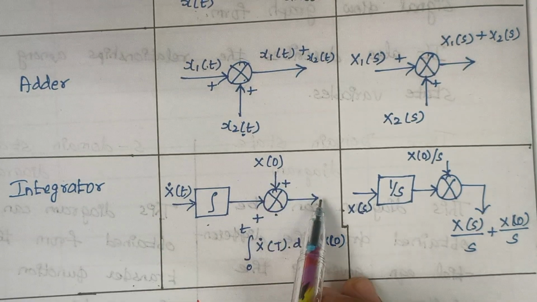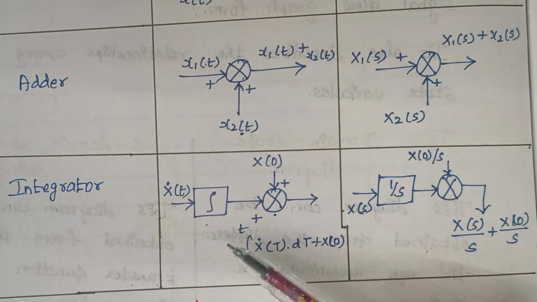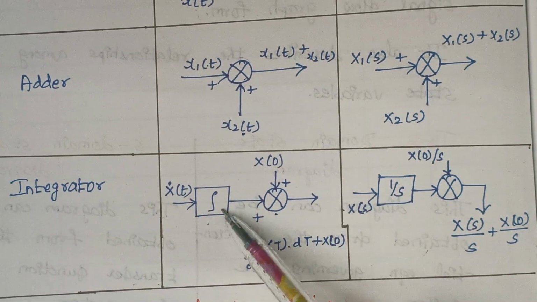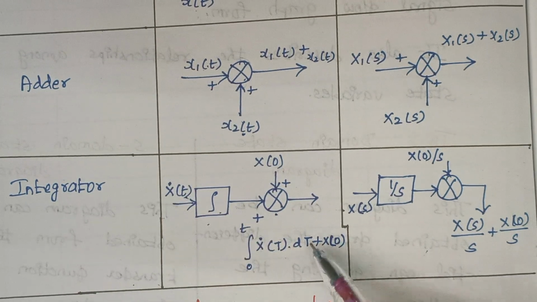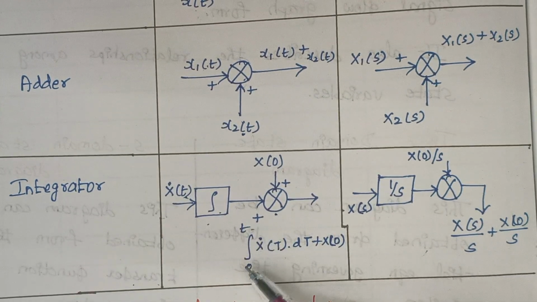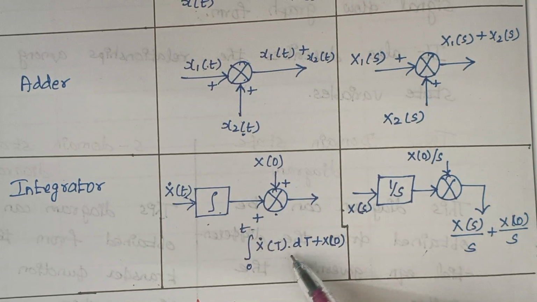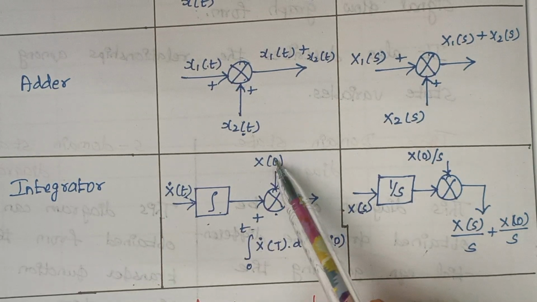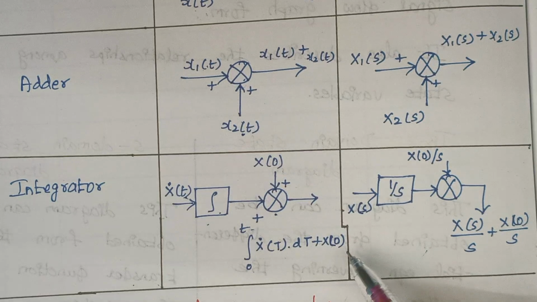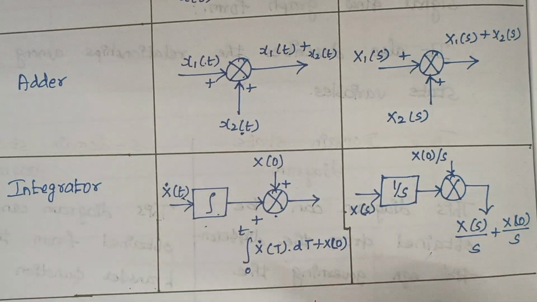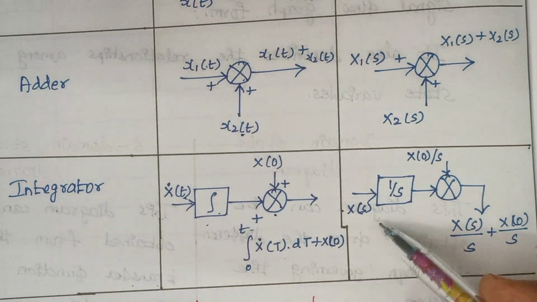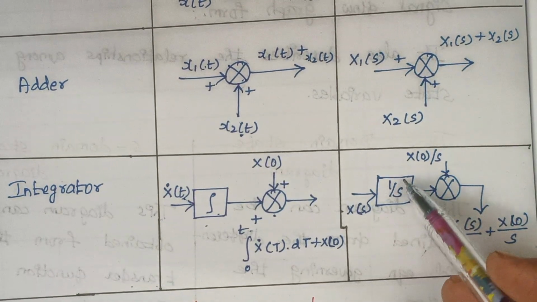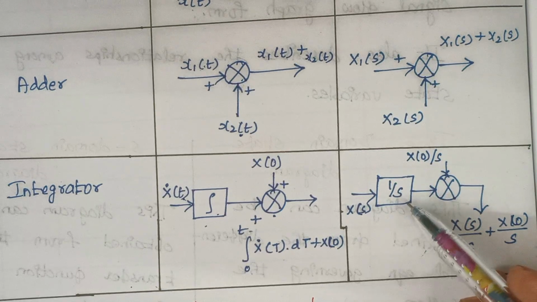So what will be the respective output here? So here you see that integration of this x dot of t will be done, right, with respect to dt. So integration, the limits are 0 to t, x dot of t into dt plus this symbol x of 0, right? And the same thing in the form of s, you see here it is x of s and here 1 by s, right?